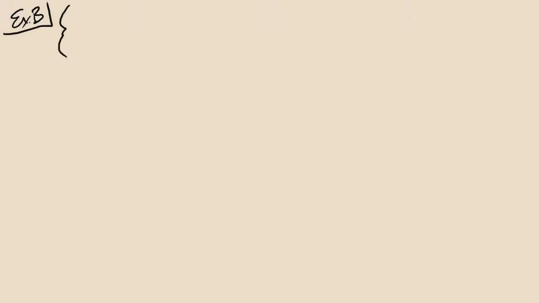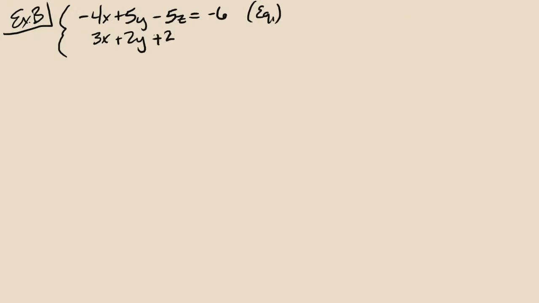We have the system, negative 4x plus 5y minus 5z is equal to negative 6. This will be equation 1. We have 3x plus 2y plus 2z is equal to 16 as equation 2. And then we have negative 4x plus 3y plus z is equal to negative 10.